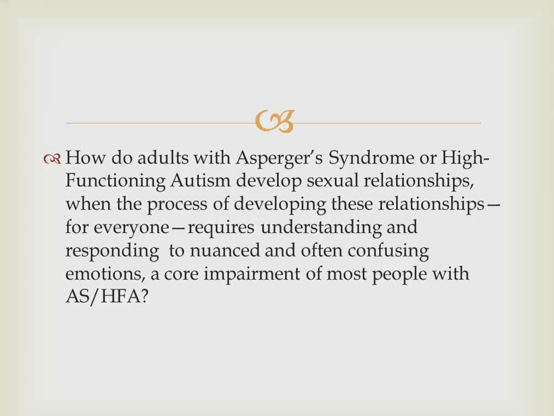So I'm going to ask this as my thesis question. How do adults with Asperger's syndrome or high functioning autism develop sexual relationships when the process of developing these relationships for everyone requires understanding and responding to nuanced and often confusing emotions, a core impairment of most people with Asperger's syndrome or high functioning autism? As you can see, this is a really specific thesis question.